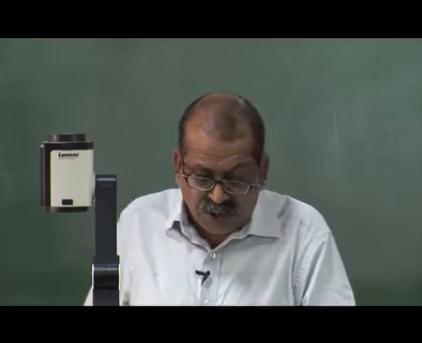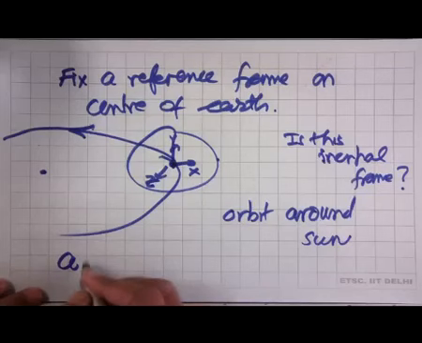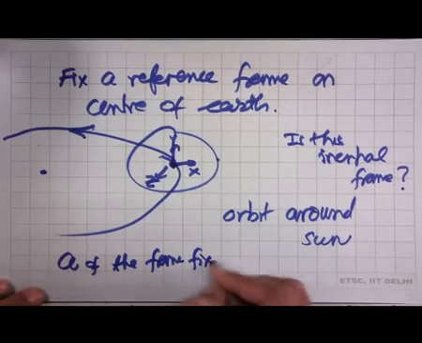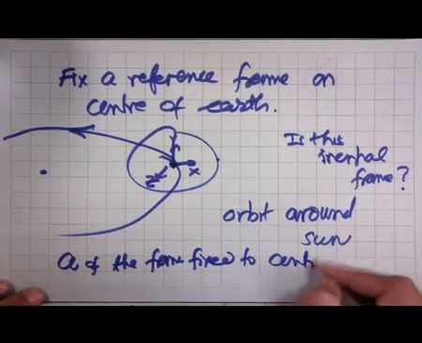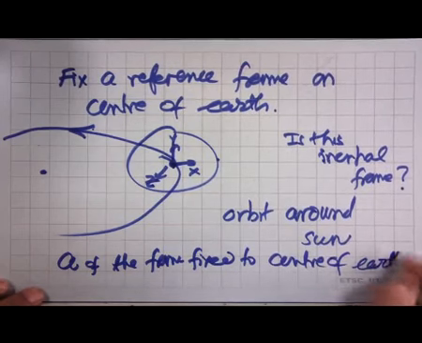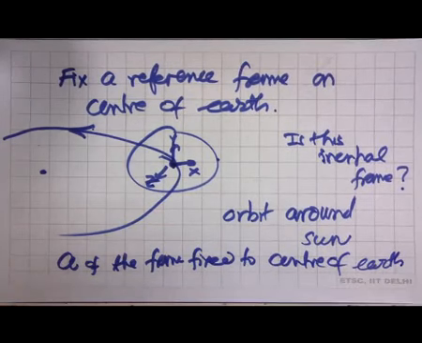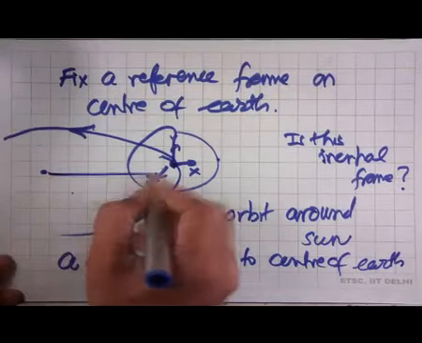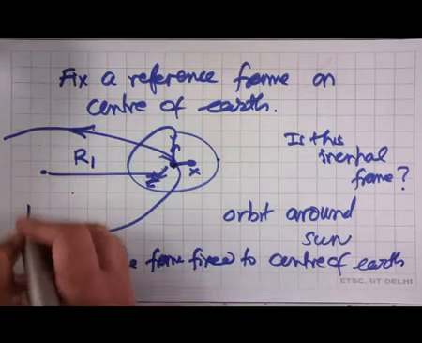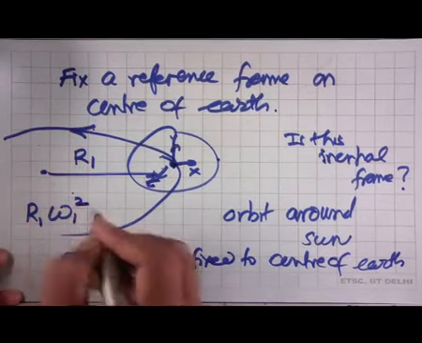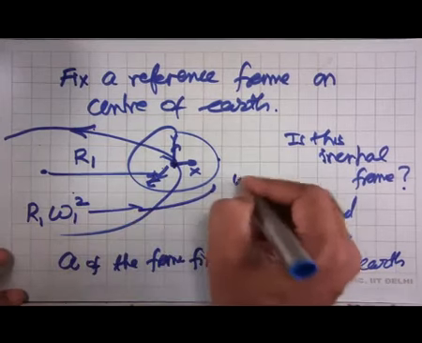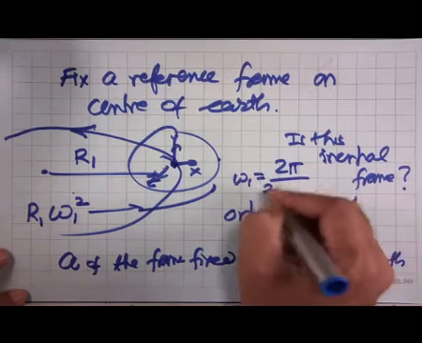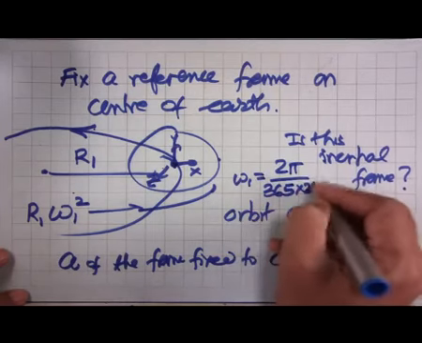And if we try to work out the acceleration of the frame fixed to the center of the earth, we know it is actually an elliptical orbit, but if we assume it to be a circular orbit, then if this radius is r1, the acceleration will turn out to be r1 omega 1 square, where omega 1 is equal to 2 pi divided by 365 days.